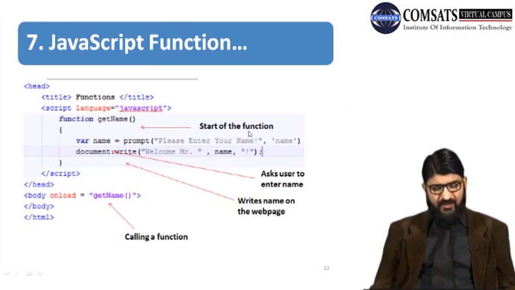So this is the start of the function, and this is basically the line of code to take the value from the user, and this is basically to write the name on the web page, and then the script tag is closed, the head tag is closed, and the body tag onload is mentioned with getName, calling the function.